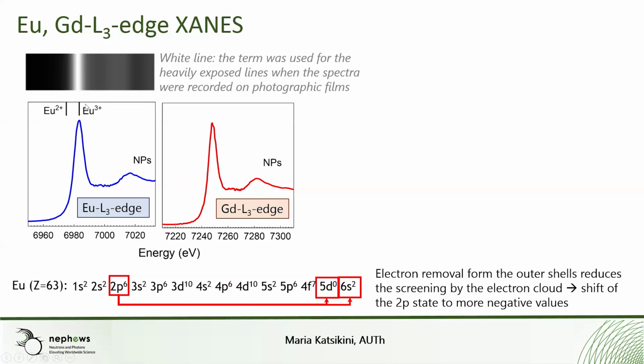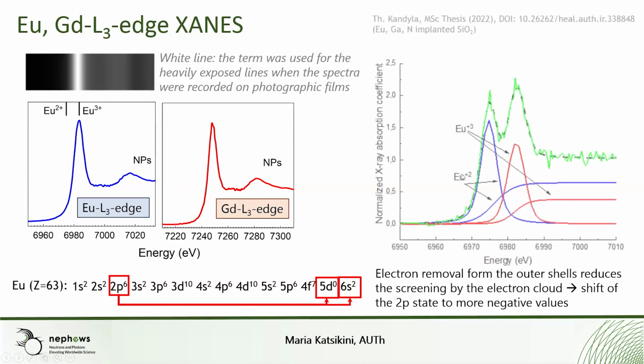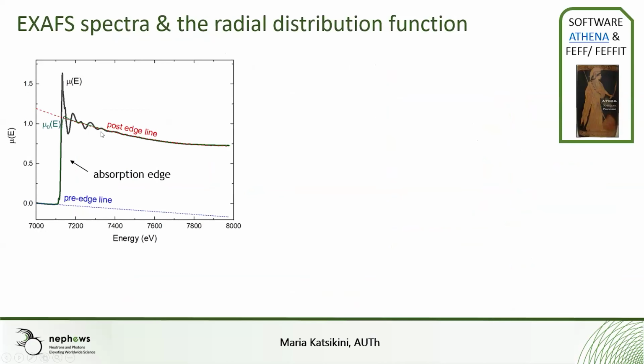However, if the oxidation state changes, this means that electrons are removed from the outer shells, and this reduces the screening of the electronic cloud and affects the energy position of the initial state. So, by directly determining the position of this white line, we can deduce if europium is 3+, 2+, or if we have coexistence of these two oxidation states. In our case, europium was in the 3+ oxidation state.